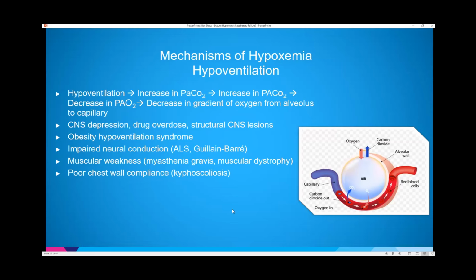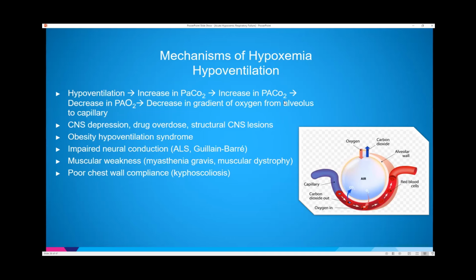Common causes of this: CNS depression from drug overdose, certainly if somebody had a stroke. We do see this quite a bit in our obesity hypoventilation syndrome patients. You might hear some of the older attendings talk about Pickwickian syndrome. That's what it was classically called. Impaired neuronal conduction, so ALS, Lou Gehrig's disease, or Guillain-Barré syndrome, myasthenia gravis, muscular dystrophy. And don't ever forget those elderly patients who are coming in with severe kyphoscoliosis, right? They can have low lung volumes, impaired lung recruitment, and definitely are at risk for hypoventilation and hypoxemia and even hypercarbia.